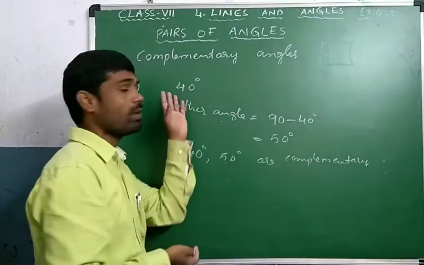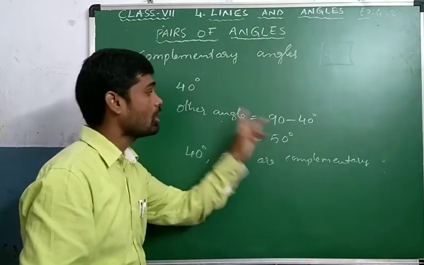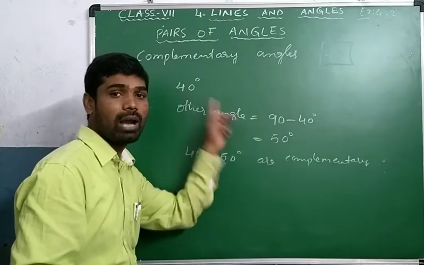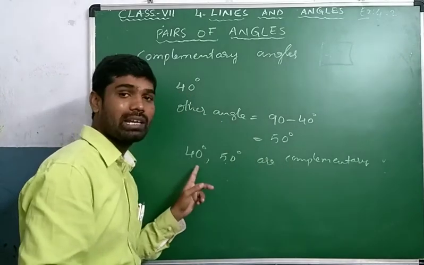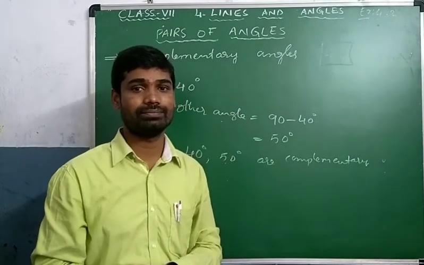So whenever one angle is given and we have to find the other angle, we have to subtract from 90 degrees, because the sum of two angles must be equal to 90 degrees. Then we can say both are complementary angles.